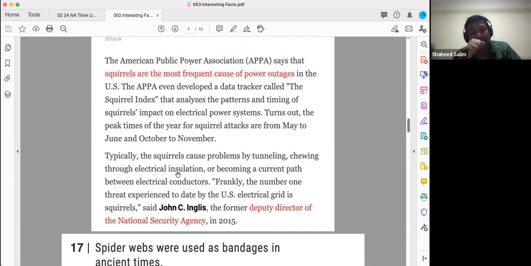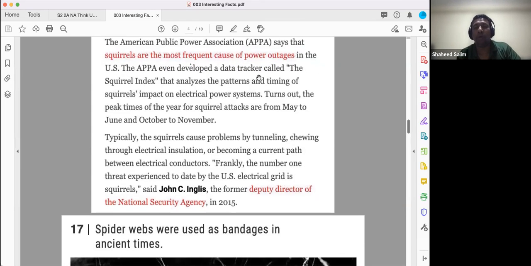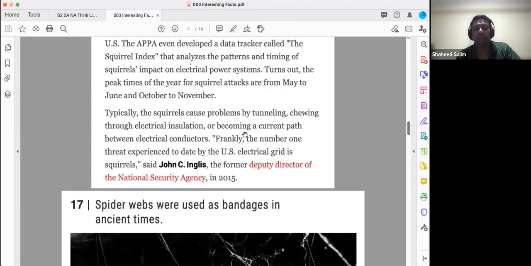They like to nibble. Of course, they get electrocuted. And they become a current path between electrical conductors. That means electricity flows through them. Of course, they will be electrocuted, and this causes a lot of outages. That means power outages, like blackouts.